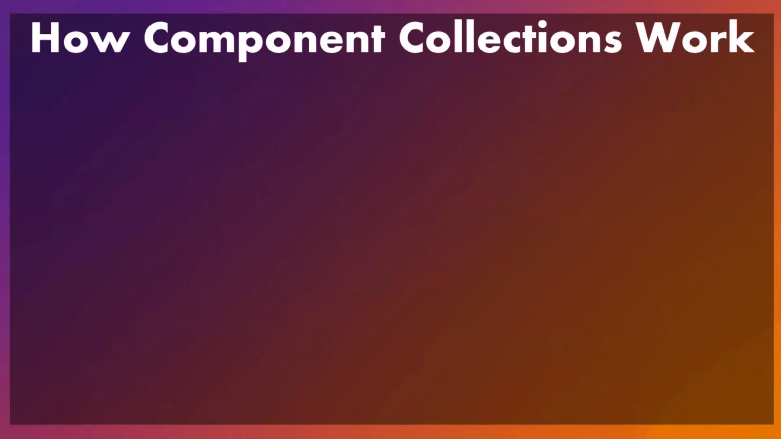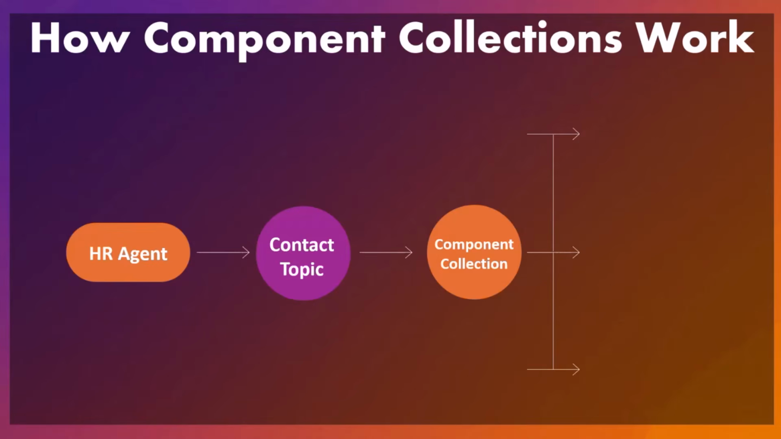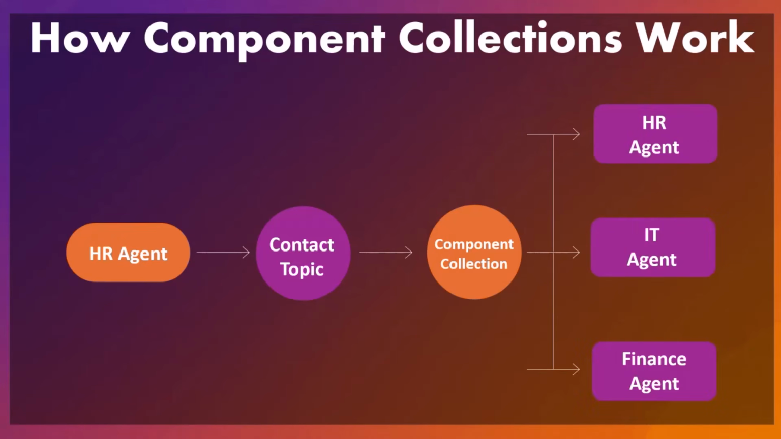So how does it look when you create it all together? We would create, for example, our HR agent. We would create a contact topic. Then we would create a component collection, and that component collection could then inherit and become part of the HR agent, the IT agent, and the finance agent. All of those would inherit that individual contact topic automatically, so we wouldn't have to worry about recreating it. They would all be tied together in the same way, and it would work consistently.